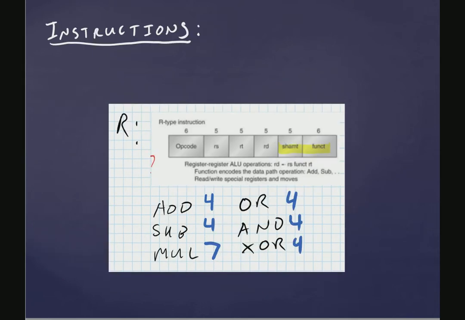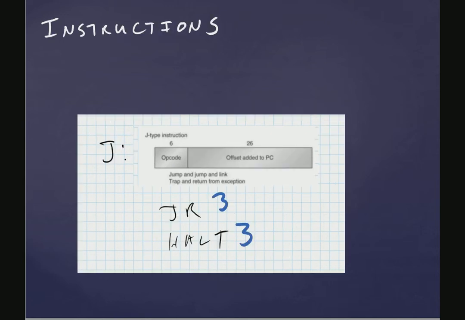Now, for instructions, we have an R-type. Thing to note about here is that multiply does take longer than everything else, which is true. And then we have our J-types, which are actually kind of really boring in here, and I also changed this around a little, but you'll see that in a second.